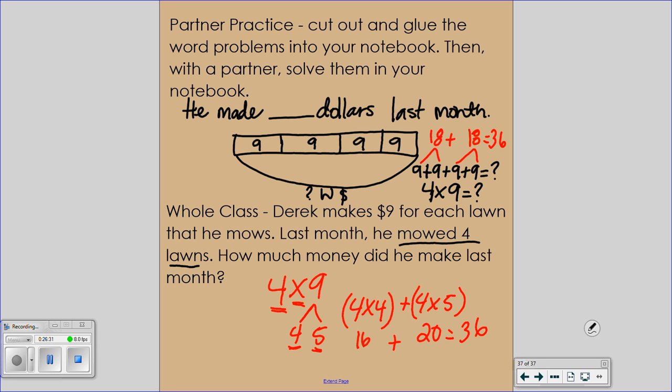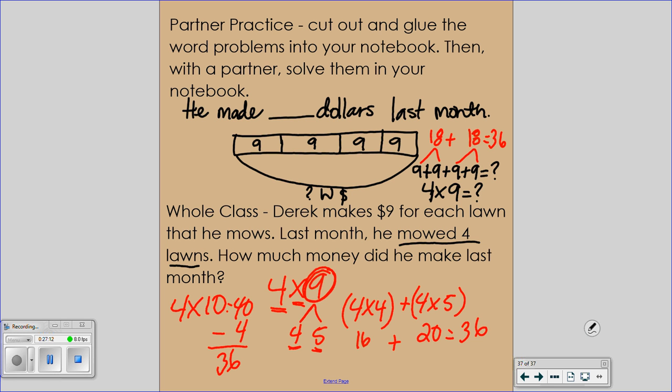Could you use your 10? Yes. We're doing one less group because we have our 9s. So 4 times 10 is 40. And I'm going to take away one group of 4. 40 minus 4. 40, 39, 38, 37, 36.